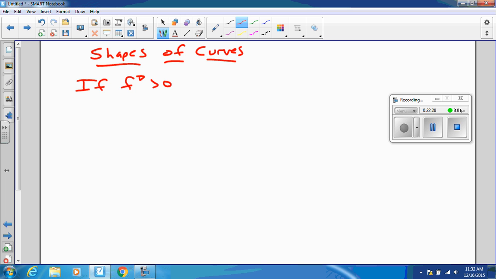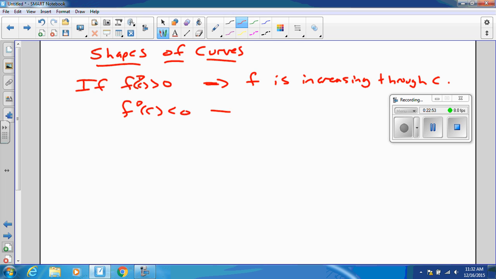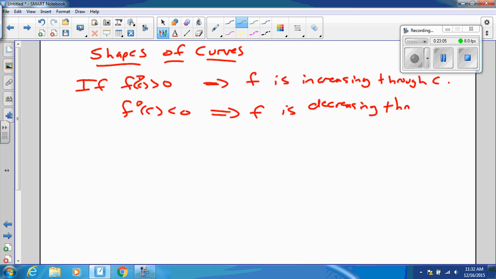In particular, we said that if f prime of c is positive, then what do I know about f at c? Increasing. It is increasing through c. That's right. And if f prime is negative, then f is decreasing through c. That's right.